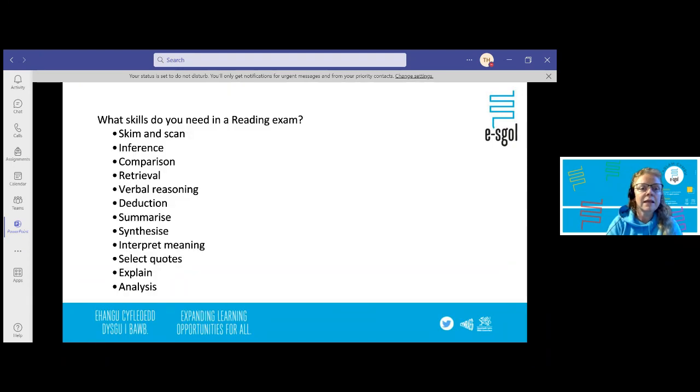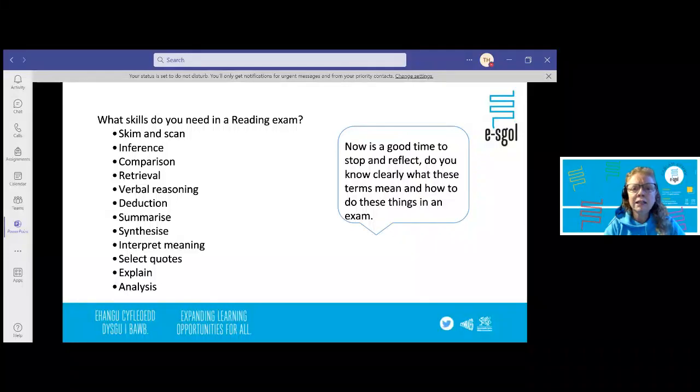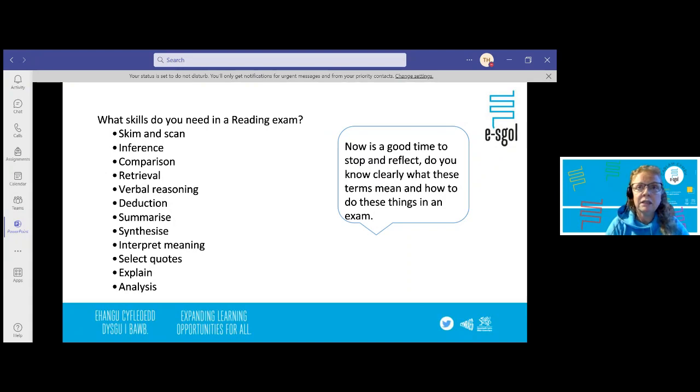Okay, so in the exam, you can have a range of skills that you need to do. What I would say to you is really stop and reflect. You could pause now if you wanted to and then carry on playing it, or you could just stop this at another point and look back and say, right, do I know what these mean? And do I know how to do these things in an exam? And if you feel like any of those are a weakness for you, go back and have a look at the videos that we've already recorded for Unit 2 and Unit 3. Go back over and check through what you're doing.